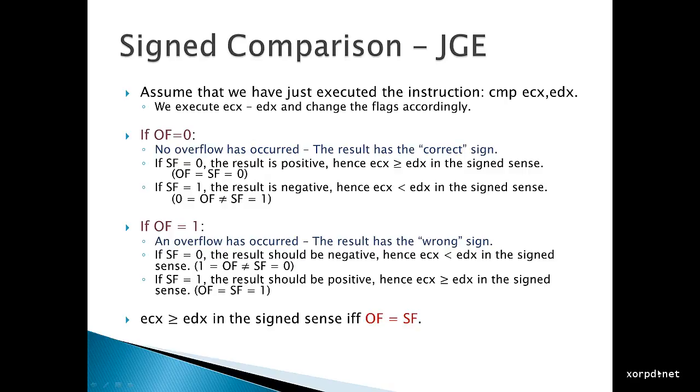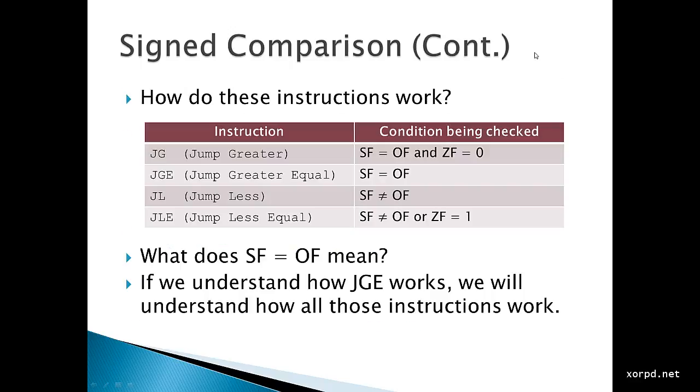I want to give you some intuition regarding this strange condition of overflow flag equals sign flag. Let's take a look, for example, at the jump greater equal instruction. Let me remind you how it works. The jump greater equal instruction checks the following condition: sign flag equals overflow flag. If the condition is met, the jump is taken. If not, the flow continues as usual.